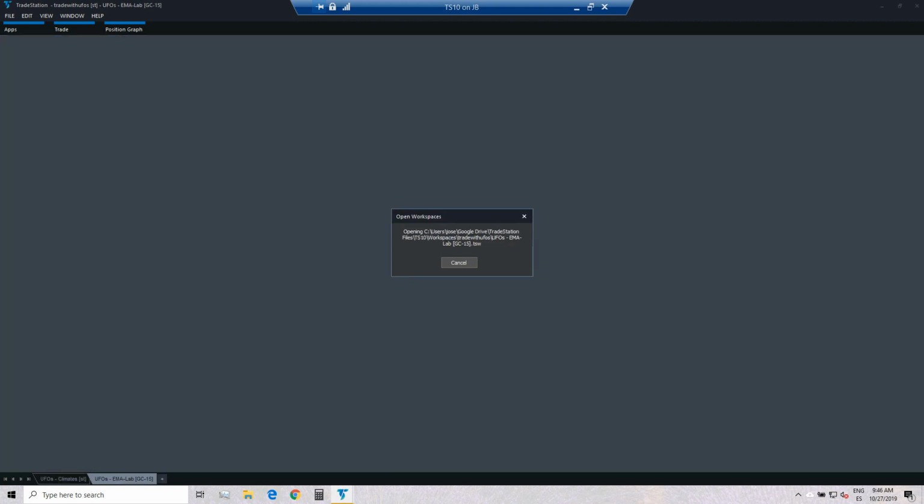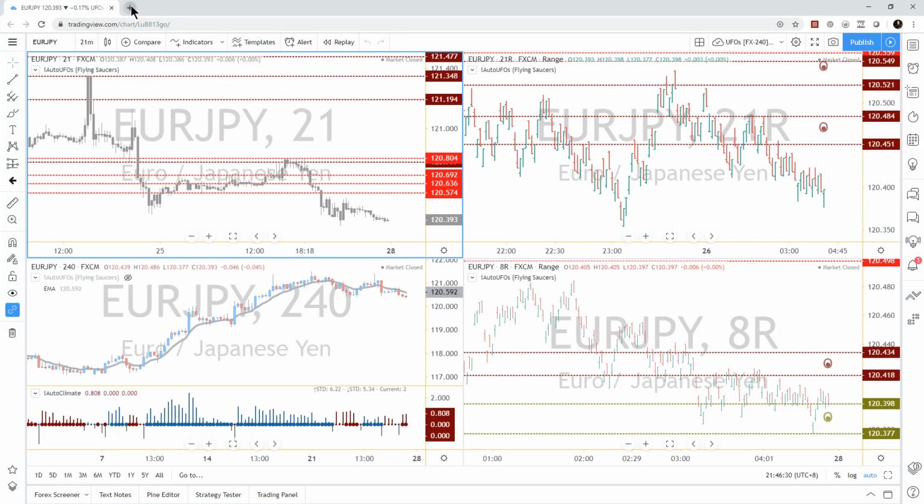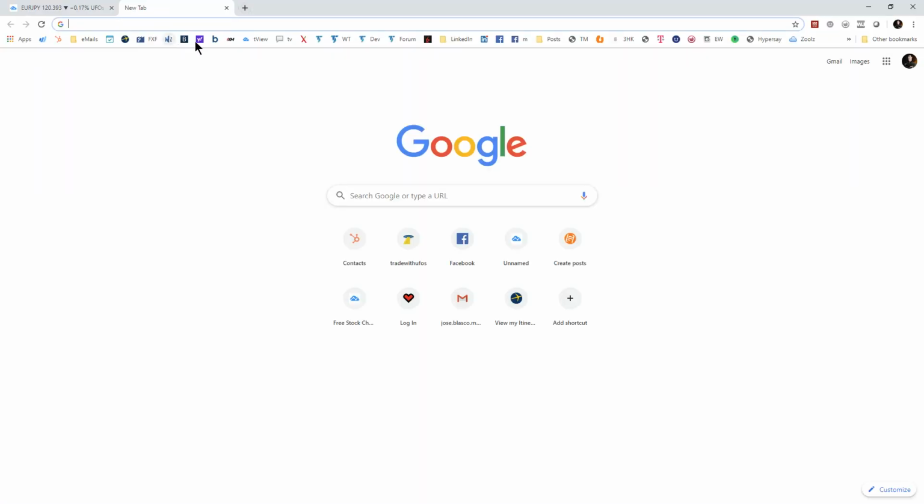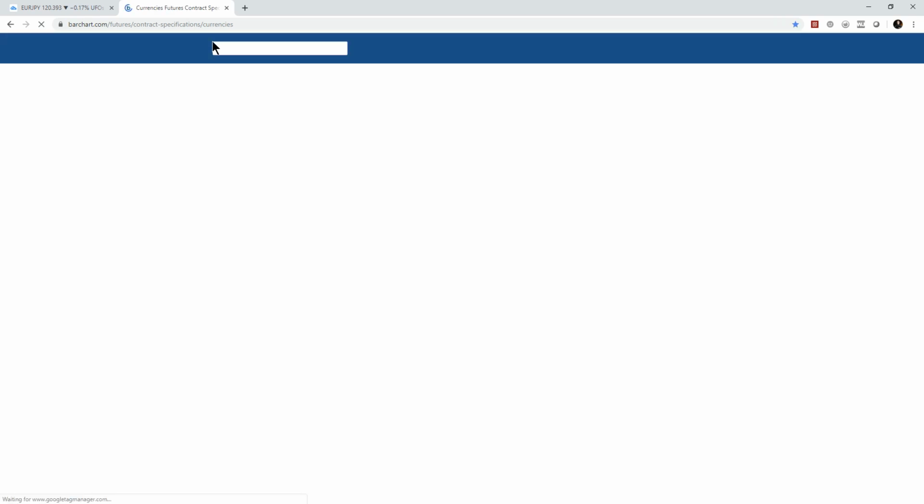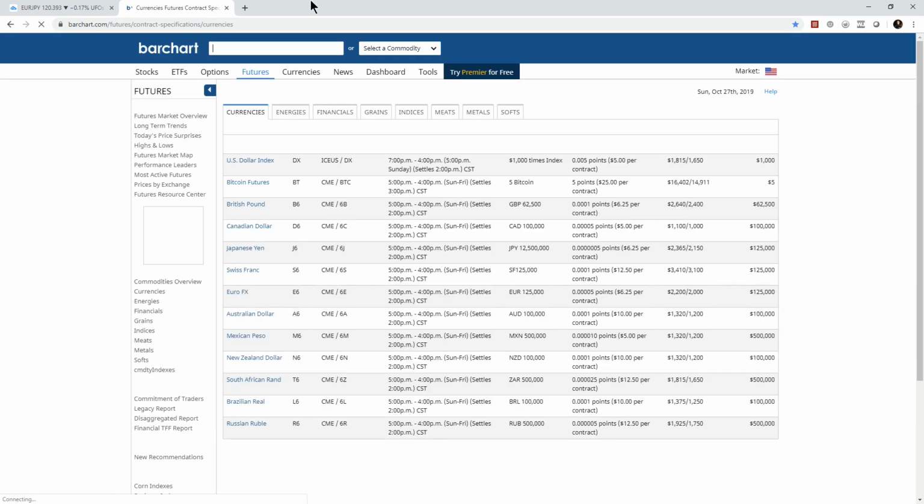Okay, and also in parallel. This is not part of the diagram because this is something that you just do. But I'm just going to do it because it's important. So we also need to get into barchart.com.